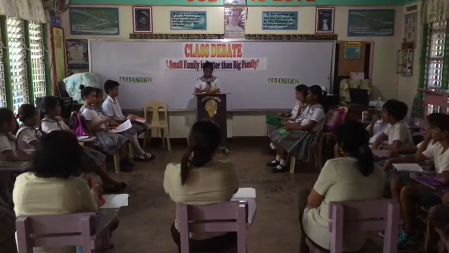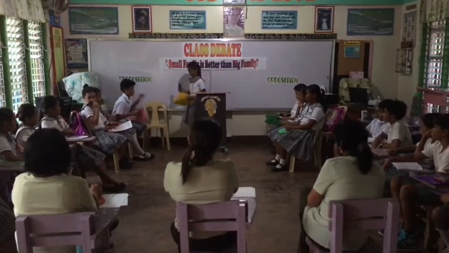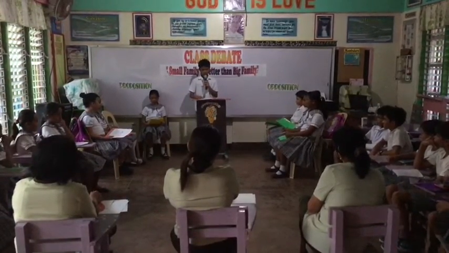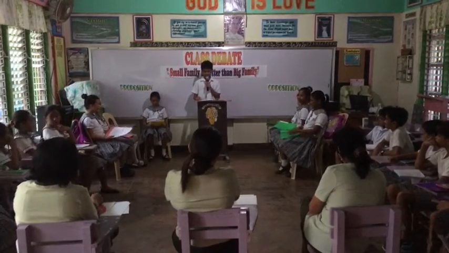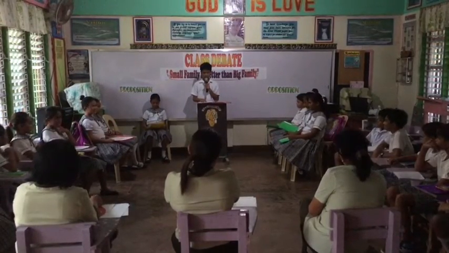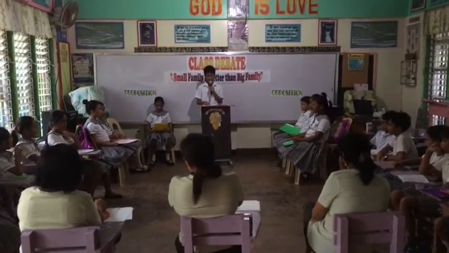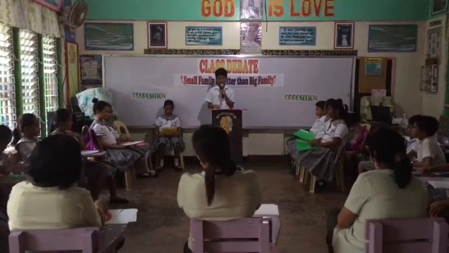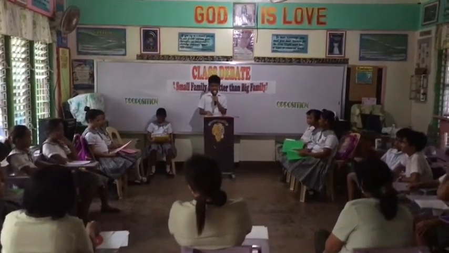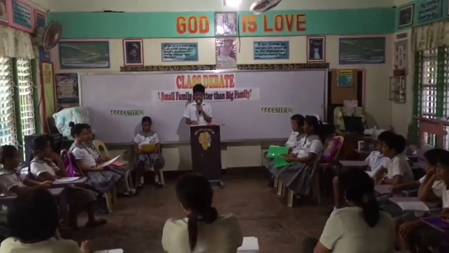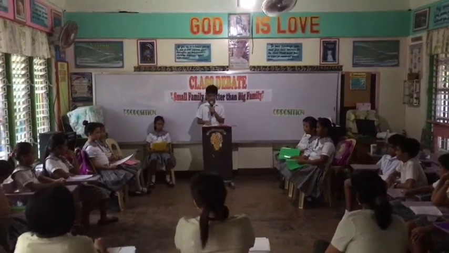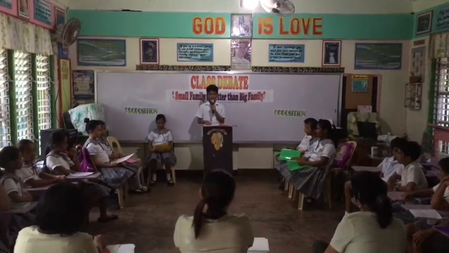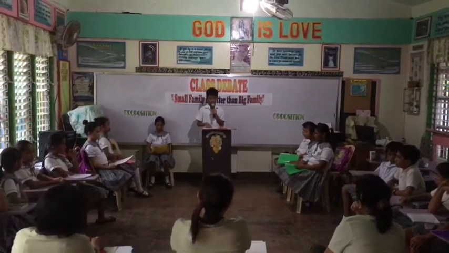Let us have the rebuttal speech of the proposition team. Our opponent in the opposition team stressed that in a big family, children learn to be more responsible at an early age. Yes, it's true that through helping their parents, taking care of their siblings, and doing the household chores, it developed the children to learn responsibility and time management skills. However, they have poor parental supervision and parent-child relationship and low parental involvement.